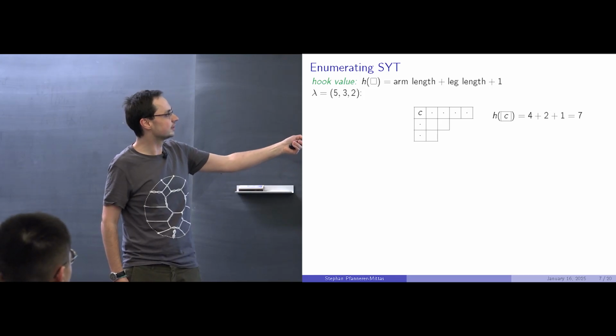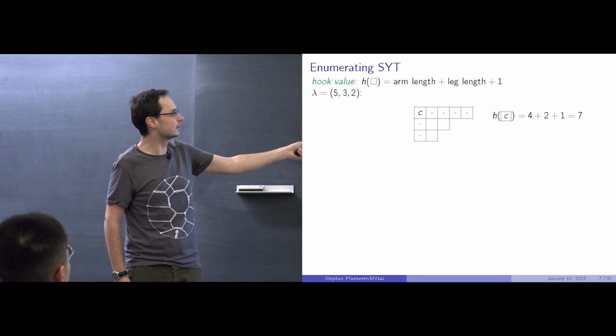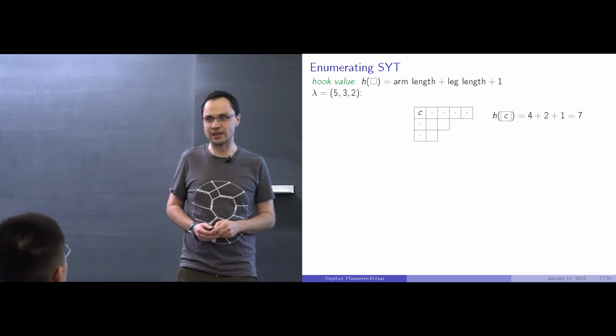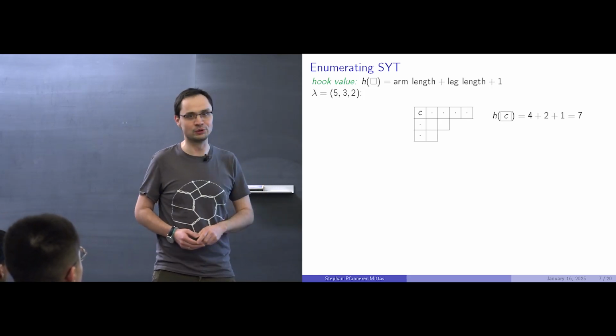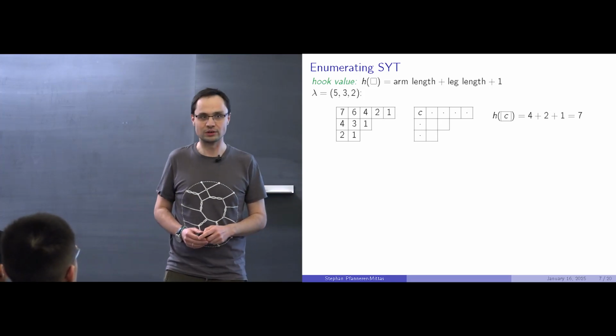Or here, for this cell, the arm has a length of 4, the leg has a length of 2, plus the cell itself. This is the hook length 7. And if I do it for all my cells, I get this bunch of numbers as my hook values.